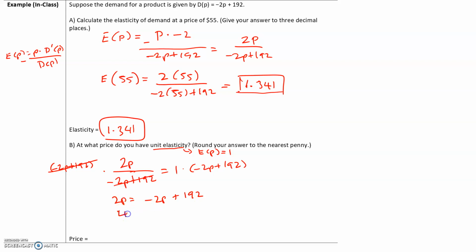If you distribute the 1, we get negative 2p plus 192. Move 2p to this side. We get 4p is equal to 192. Divide everything by 4, and we're going to get the price is equal to $48. So at $48, we have unit elasticity, which means at $48, we maximize revenue.